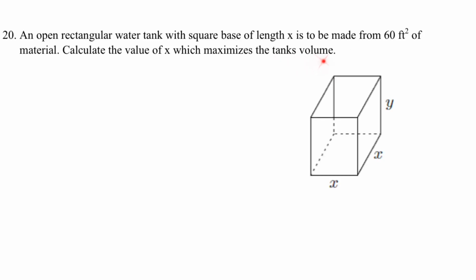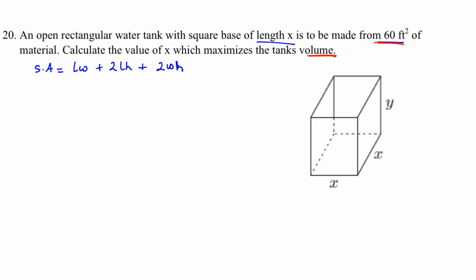So we need to find the volume. The area is given to us and the length x is given to us. We will first write down the formula for surface area of a cuboid. Remember, it's an open rectangular water tank. So this is your formula.